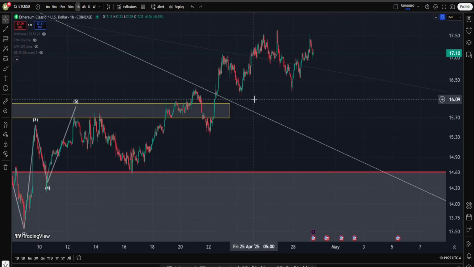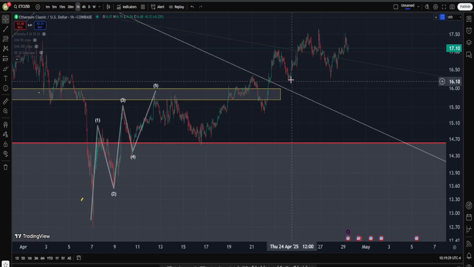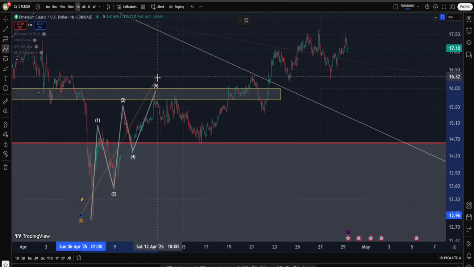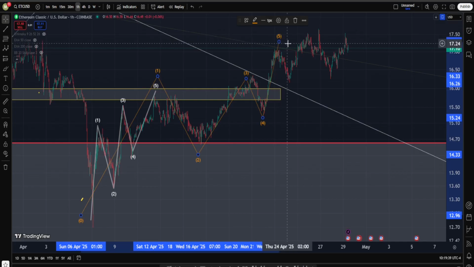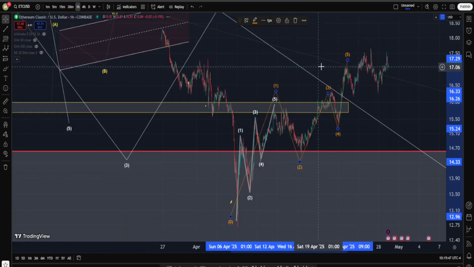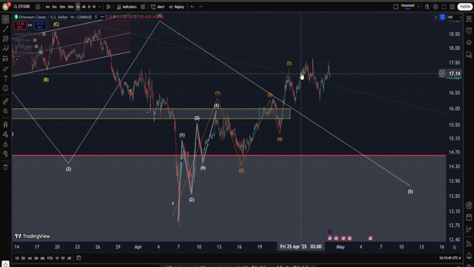And if you remember, the last time that we talked about ETC, we were, I believe, right in here. And the idea was that if you really want to be pessimistic, you can argue this is 1, 2, 3 correction for 4, another move up into wave 5, and what happens after an impulsive structure up? You know the deal, a correction down. That's why in these areas I was calling for some sort of a short-term corrective movement on the downside in ETC.